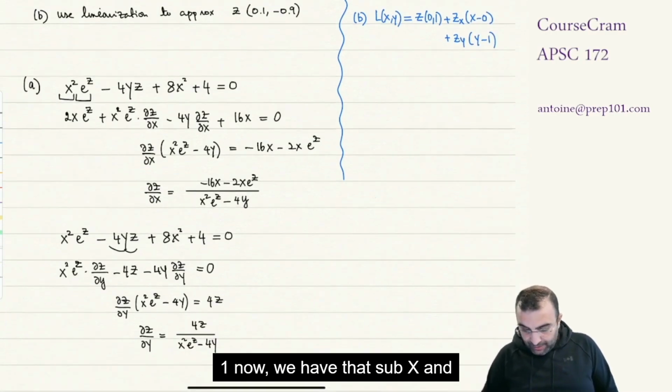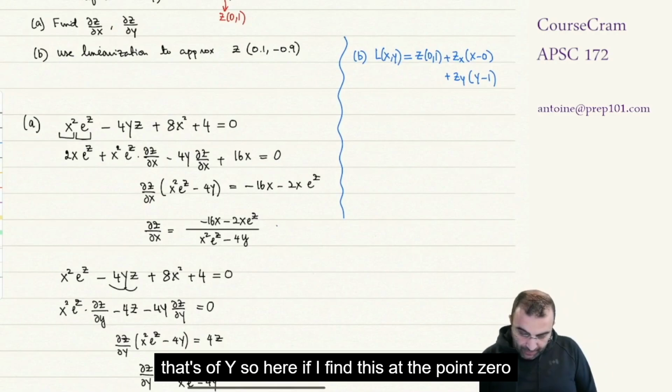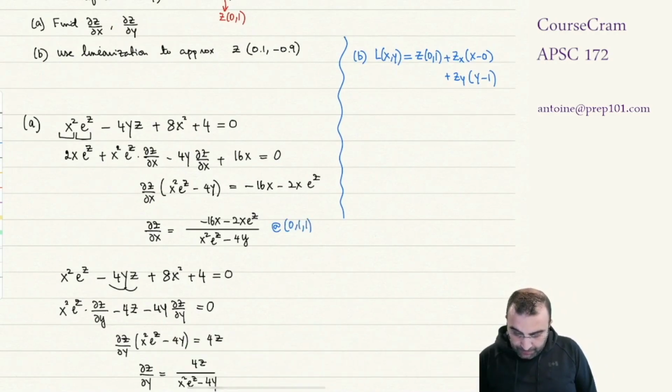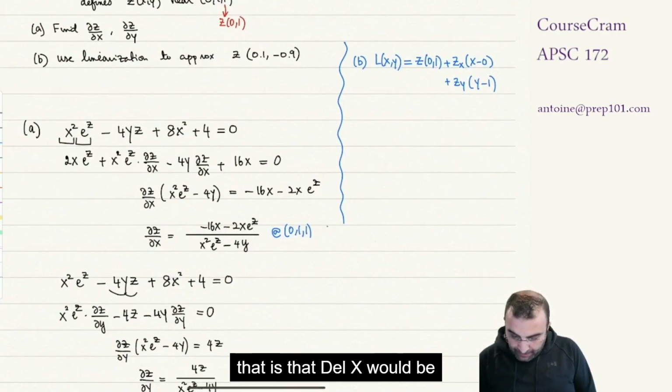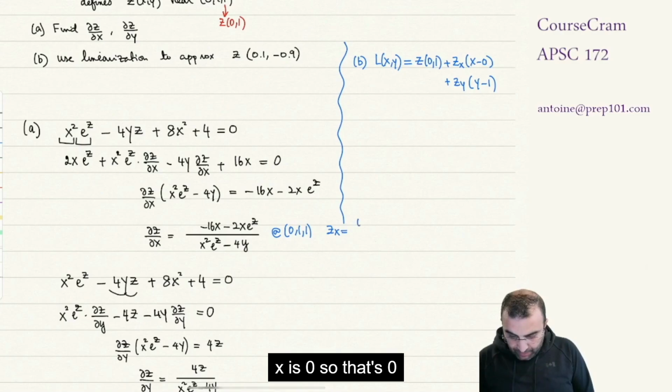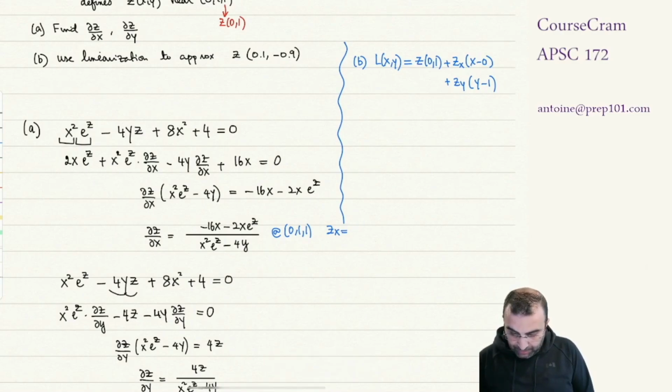Now we have z sub x and z sub y. So here, if I find this at the point (0, 1, 1), del z del x would be, if x is 0, so that's 0 outside.